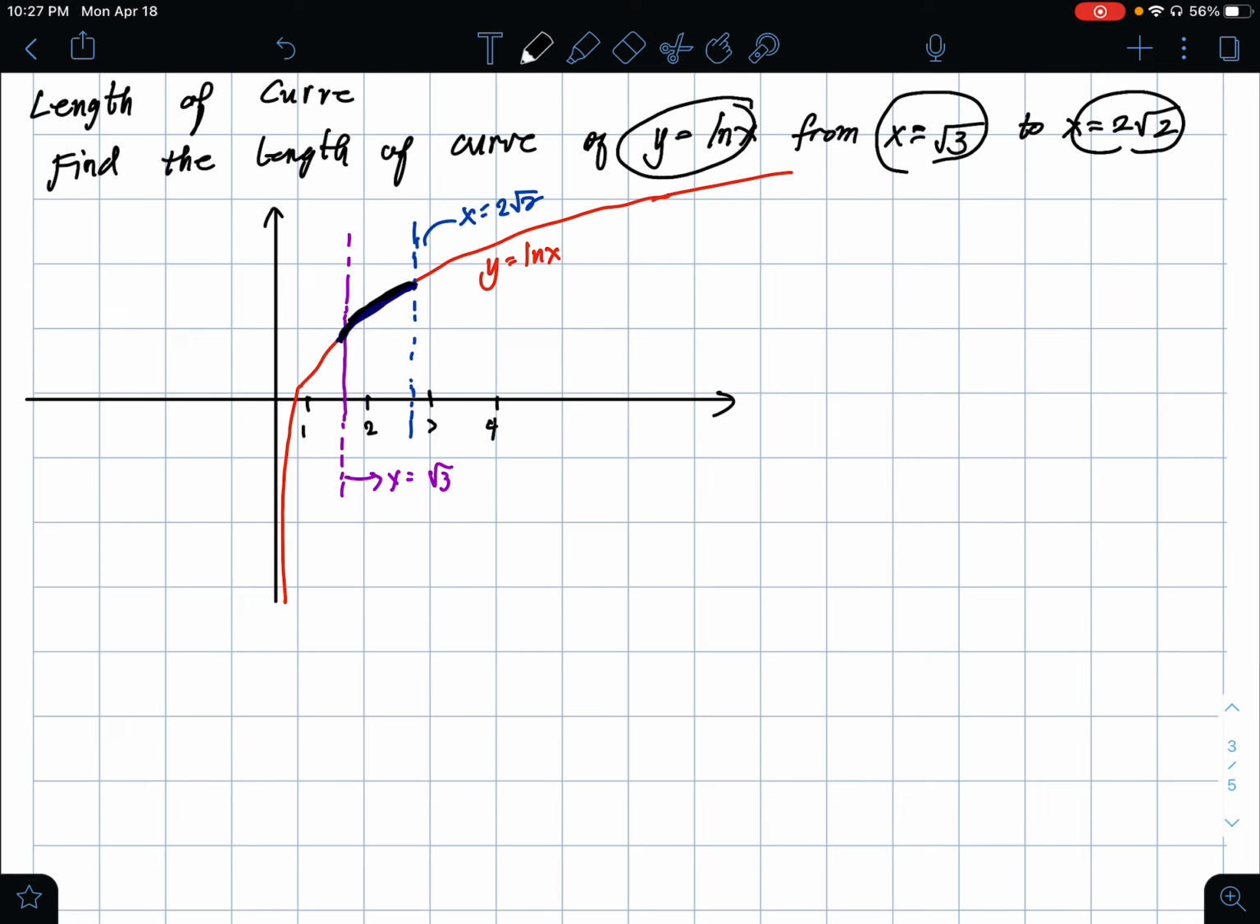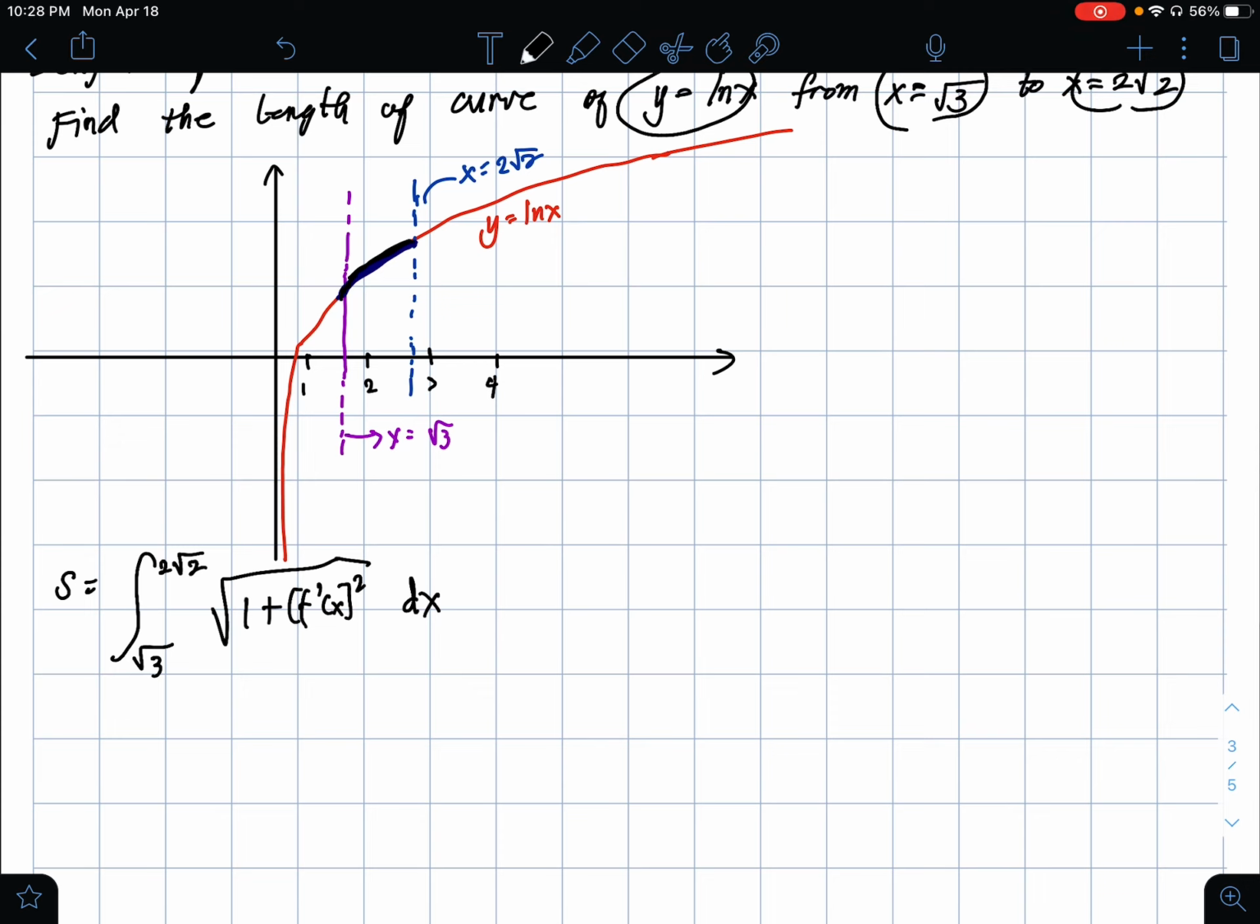So, we have this formula to find the length of the curve, where s, the length, is equal to the integral with limits from square root of 3 to 2 square root of 2. And what's the formula? It's the square root of 1 plus f prime of x squared, then dx. Okay, so we have our f of x here as ln of x, right? And the derivative of ln of x, remember, is y is equal to ln of x, y prime is equal to 1 over x. So f prime of x is equivalent to 1 over x. Therefore, to find the length of this curve, from square root of 3 to 2 square root of 2, square root of 1 plus 1 over x, squared, then dx.